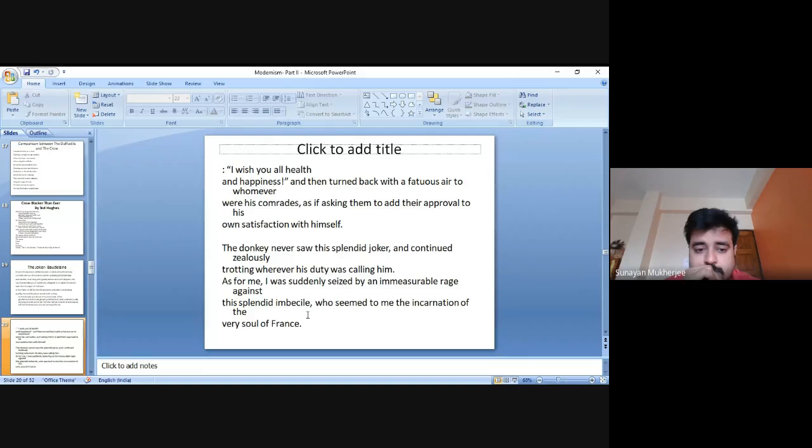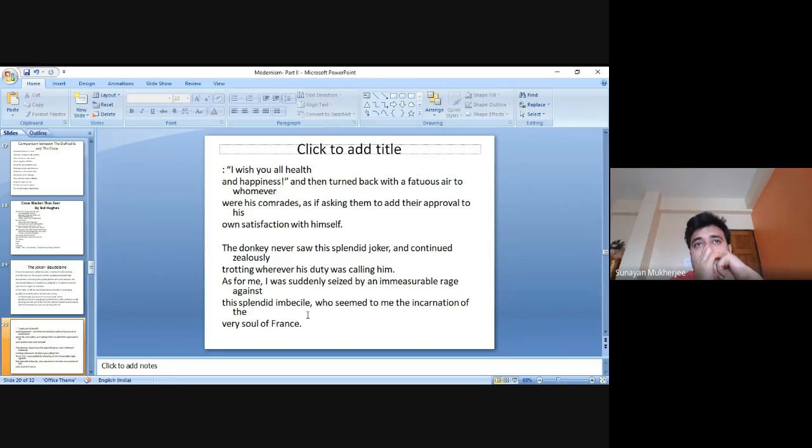What does Baudelaire say? "The donkey never saw this splendid joker and continued zealously, trotting wherever his duty was calling him. As for me, I was suddenly seized by an immeasurable rage against this splendid imbecile who seemed to me the incarnation of the very soul of France." What is important is how he compares the donkey with the people who are all around him.